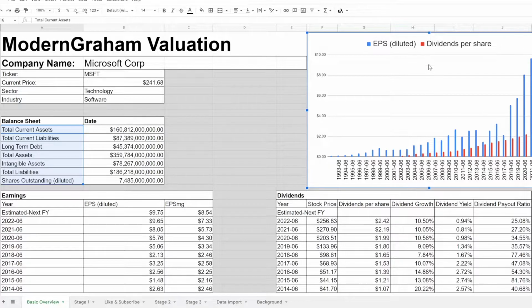And then dividends are in red. They started paying a dividend in 2002, and you can see that has steadily grown as well. So that is good to see.